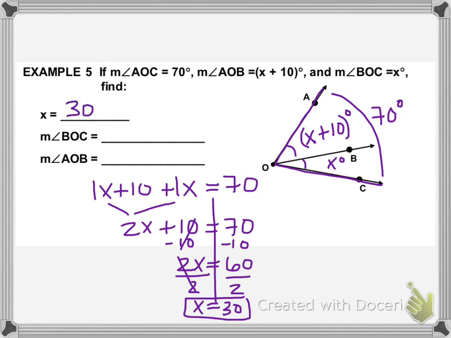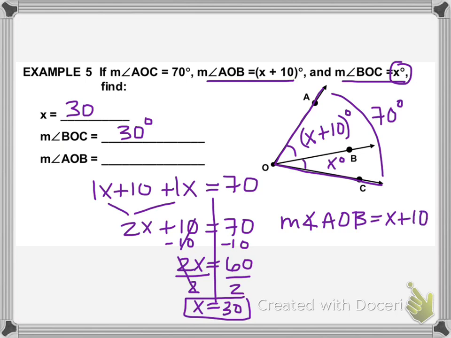Now remember, in geometry, after you solve your equation, you're usually not done. But now that I know the value of x, now I can go back and find the measure of angle BOC and angle AOB. Okay? The measure of angle BOC just equals x. Well, if x is 30, then the measure of angle BOC is 30 degrees. The measure of angle AOB is x plus 10.